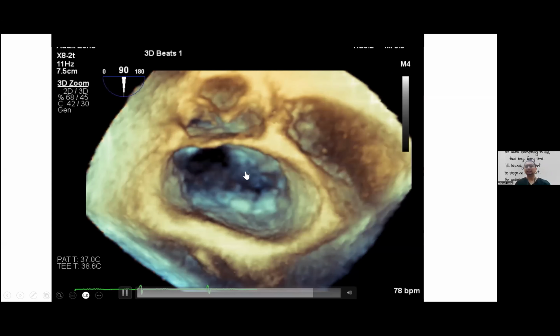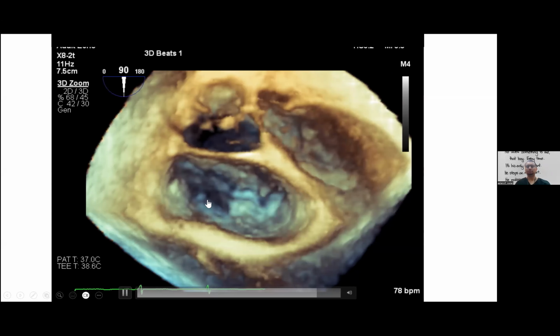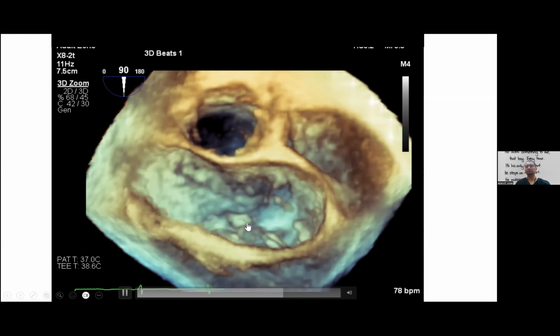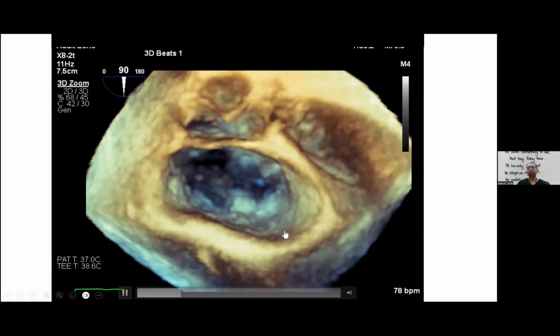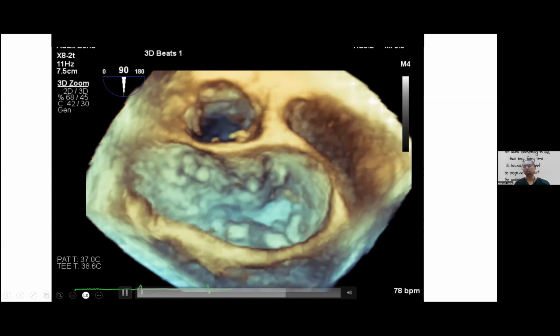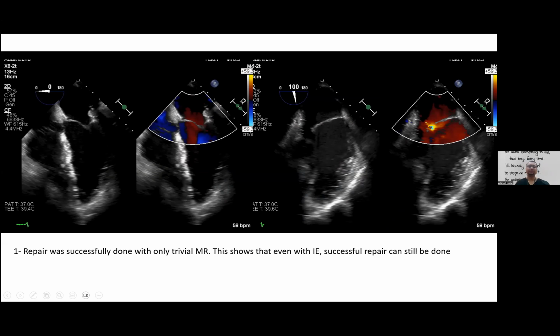So that's the anterior mitral valve leaflet. That is the posterior mitral valve leaflet, and you can see total destruction of the P3 segment of the mitral valve leaflet with vegetation attached to it, causing posteriorly directed mitral regurgitation.